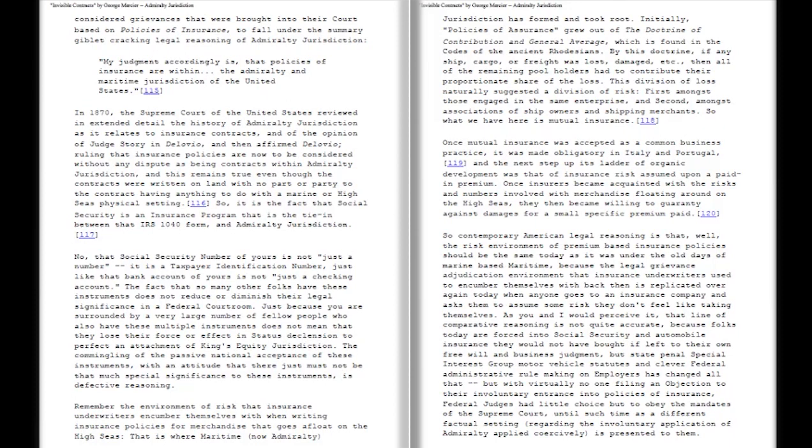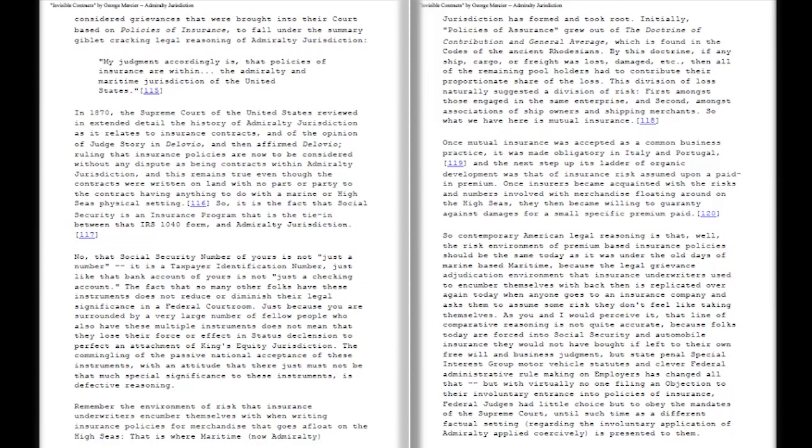120. So contemporary American legal reasoning is that, well, the risk environment of premium-based insurance policies should be the same today as it was under the old days of marine-based maritime, because the legal grievance adjudication environment that insurance underwriters used to encumber themselves with back then is replicated over again today when anyone goes to an insurance company and asks them to assume some risk they don't feel like taking themselves.